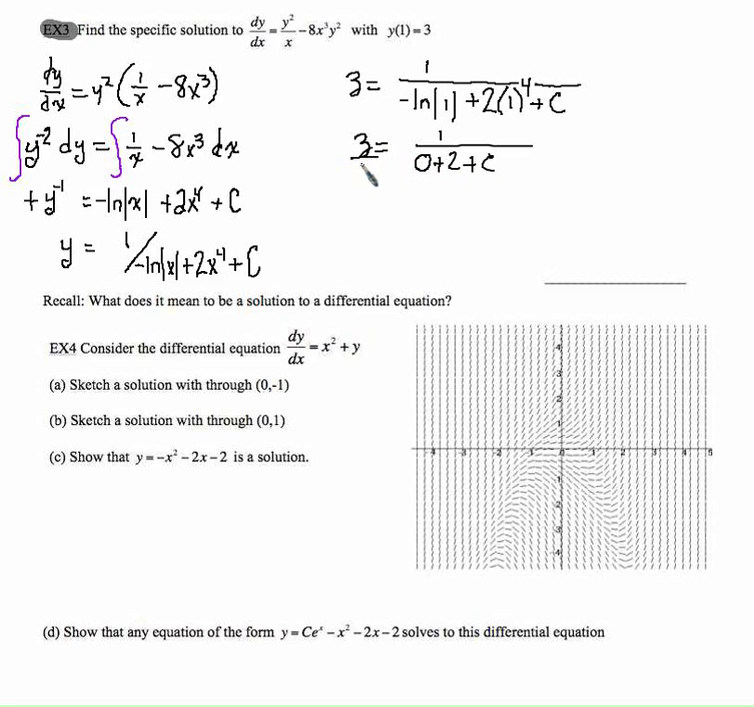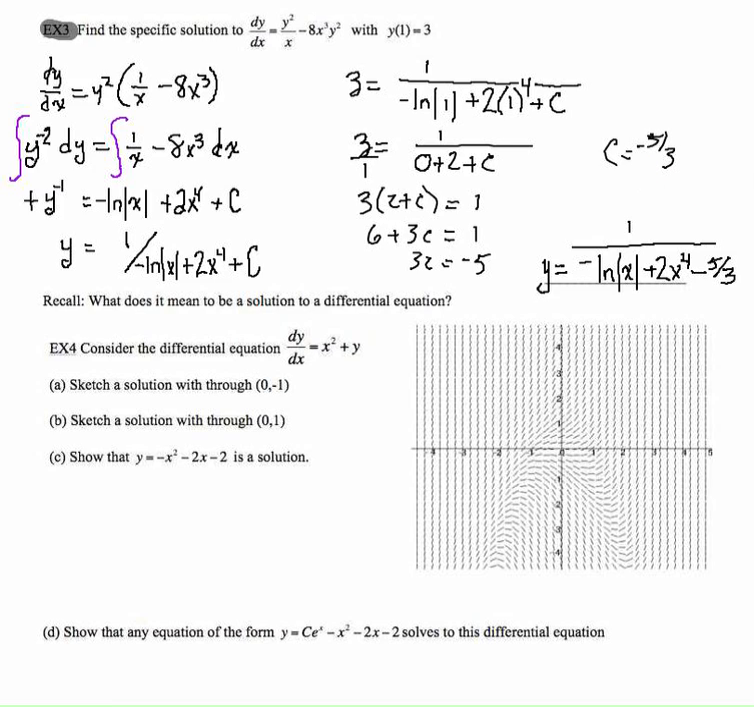Different people do this different ways. You can cross multiply, which would then give you 3 times 2 plus c is equal to 1, or 6 plus 3c is equal to 1, or 3c is equal to negative 5, or c is equal to negative 5/3, which then, putting this all together, gives us this right here.